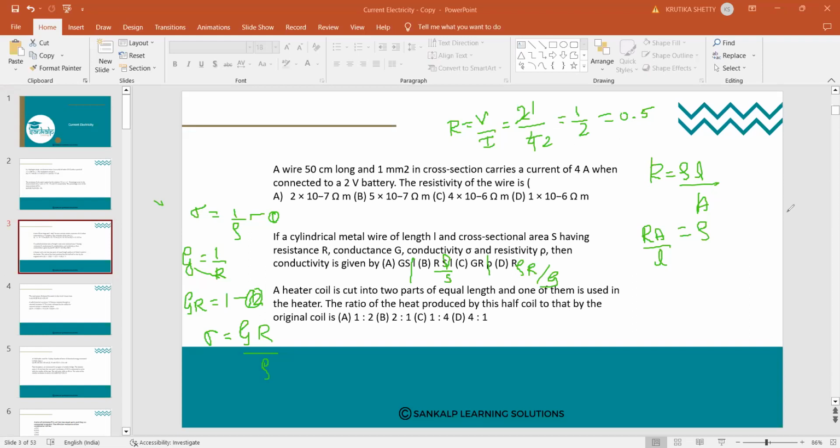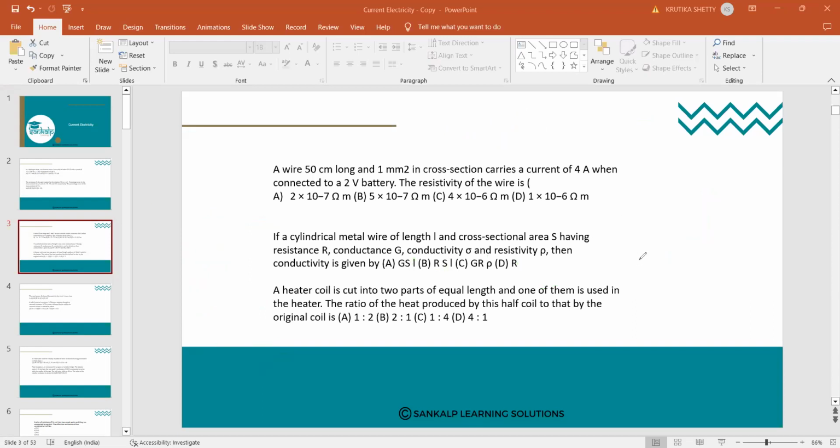So how to simplify this? When a conductor is cut into half, the resistance also decreases. But the ratio of the heat produced, they are asking. So what explanation you have given, that is right. Heat produced with respect to time is nothing but power. So your explanation is right, but heat produced, they are asking, no?